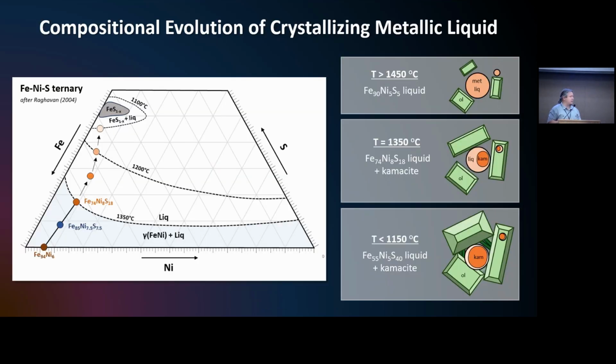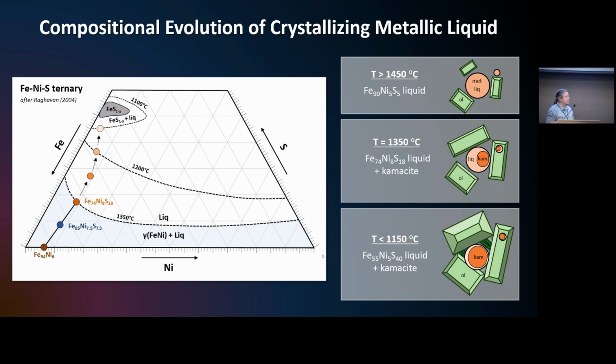This is a little cartoon I put together using the iron-nickel-sulfur phase diagram to show the sequence of how I think these things formed. At high temperature, you probably have a metal-saturated silicate melt that has little immiscible globules of iron-nickel-sulfide liquid. As olivine crystallization proceeds, you trap some of these as melt inclusions.